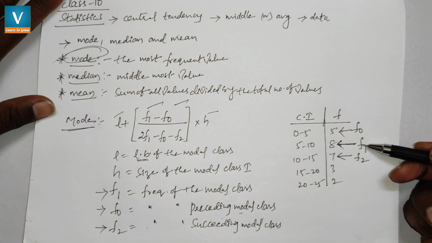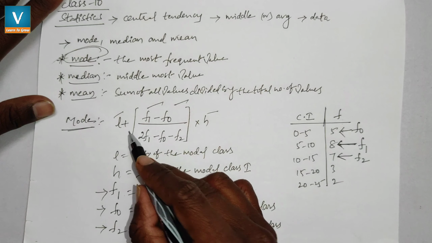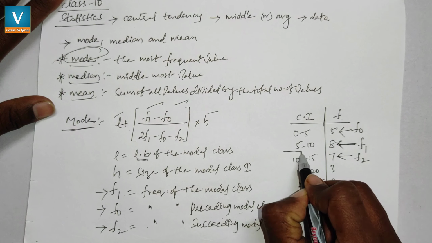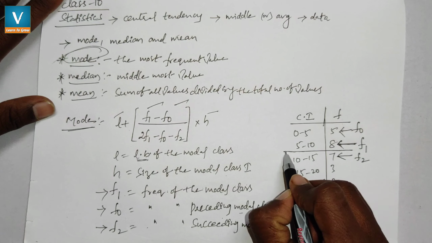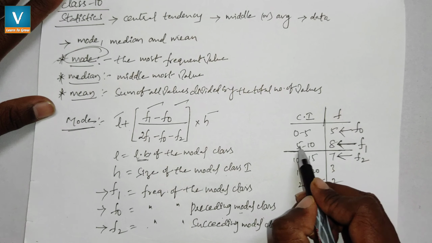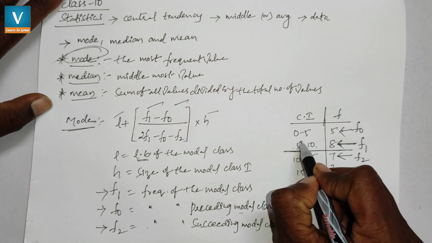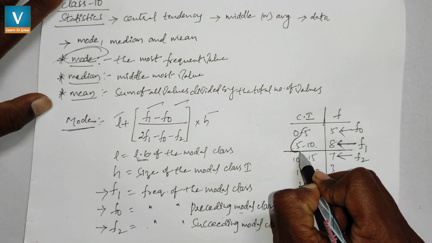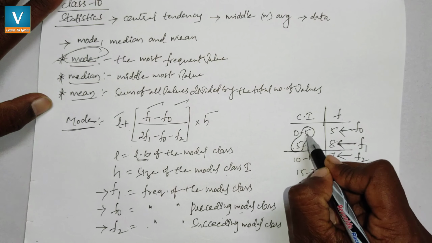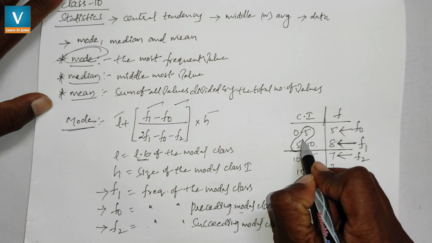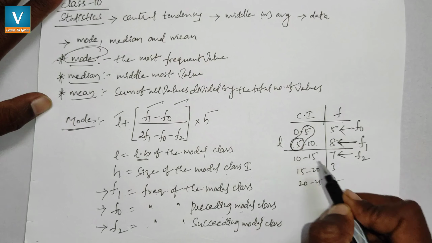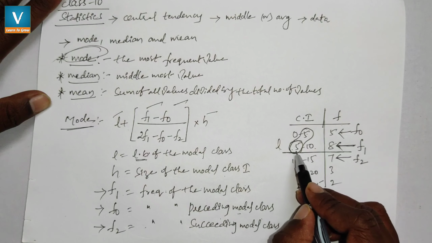Now with respect to F1, we have to find the lower boundary. I am taking a line opposite to F1 and coming here. So this is the lower boundary and this is the upper boundary, so it is an exclusive class interval. We cannot find any difference between F5 and 5. So here 5 is called the lower boundary. L is the lower boundary.